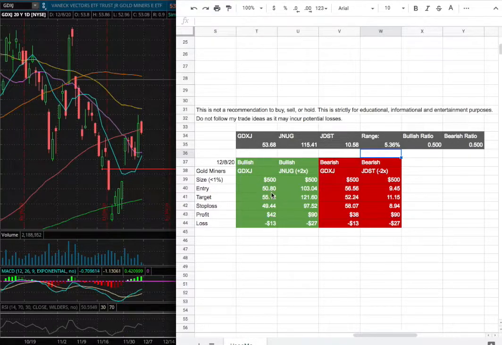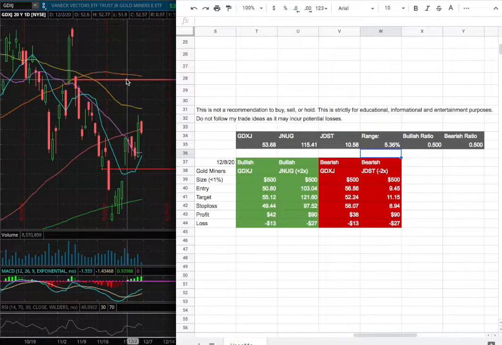As for the trade idea of the week, my position size will be less than 1% of my portfolio, and my long entry is at $50.80, and that is this range here. My sell target is at $55.12, and my stop loss is at $49.44.